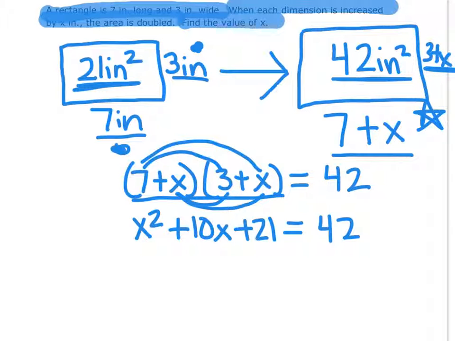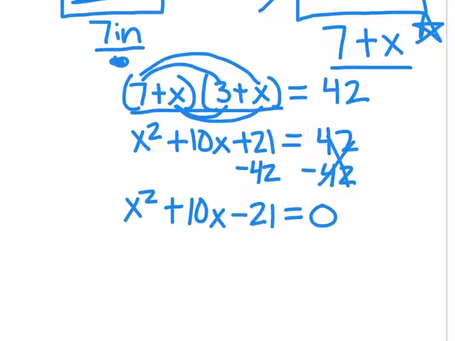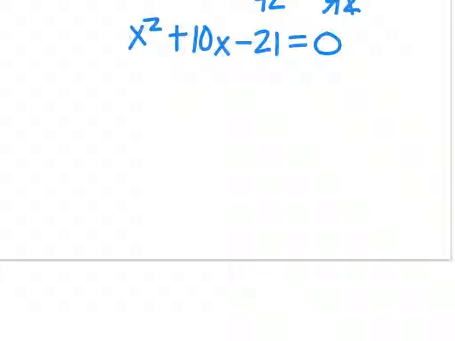Now, this is going to turn into a quadratic equation. Okay, it already is a quadratic equation. So I want to make one side 0 so I can use the quadratic formula. So I'm going to subtract 42. And I'm left with x squared plus 10x minus 21 equals 0. So here's my quadratic equation that I'm going to use. I cannot factor that. So my other option is to use the quadratic formula on it.